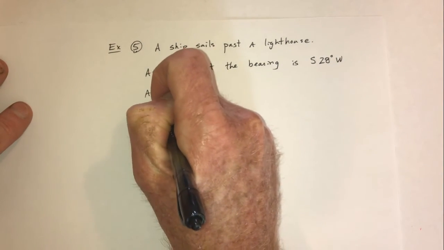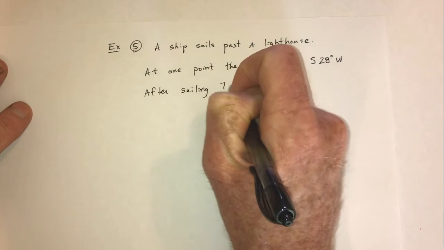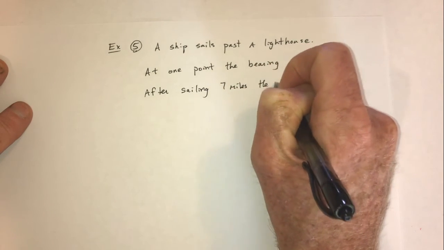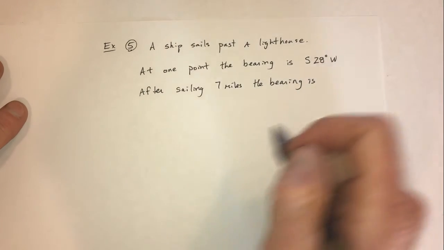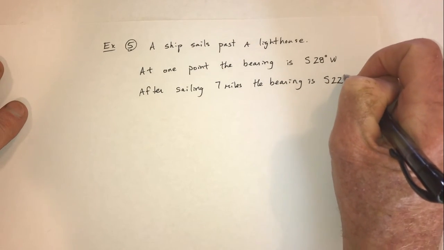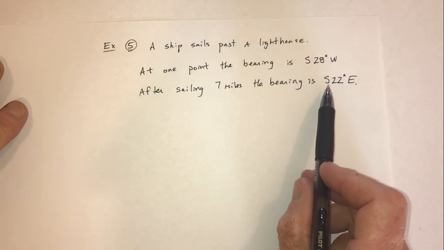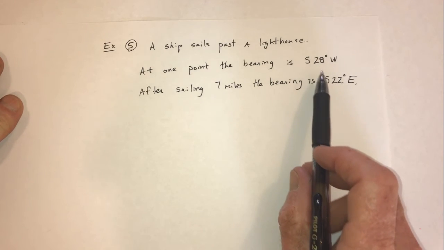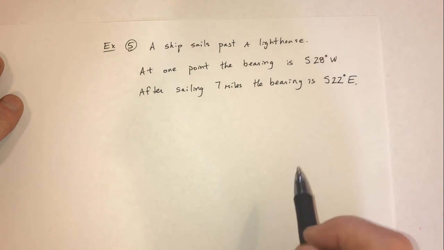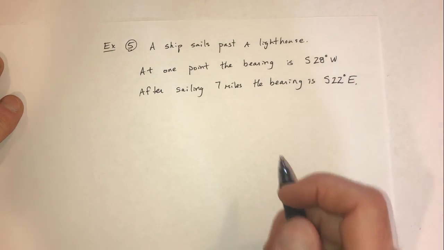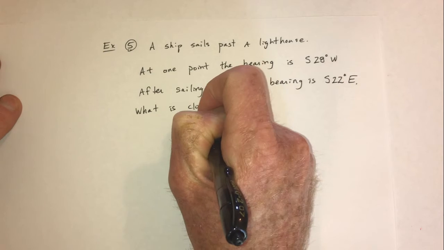And then after sailing 7 miles, the bearing is from the south 22 degrees towards the east. Now we did problems like this with bearing in the past, but I had to make them up, or the book had to make them up, so that it always created a right triangle. But now we don't have to. So the question is, what is the closest the ship gets to the lighthouse?